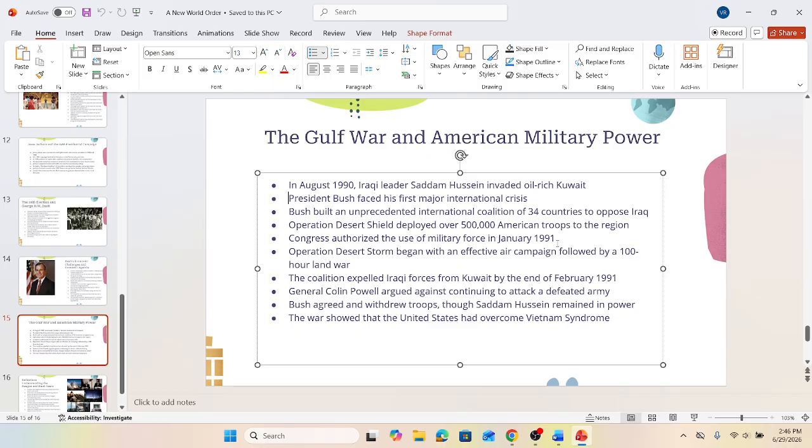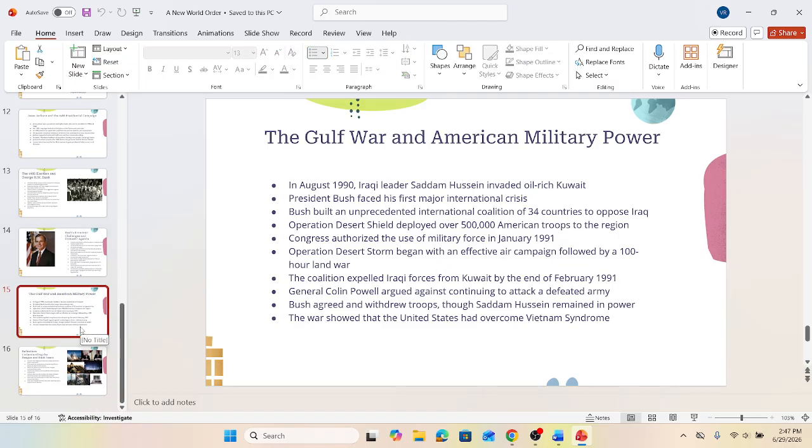Then Operation Desert Storm began with a campaign with the goal of getting the Iraqi forces out of Kuwait. The general at the time argued against continuing to attack a defeated army after the initial wave, so the president agreed and withdrew troops, even though Saddam Hussein remained in power. This war showed that the United States had overcome what was referred to as the Vietnam syndrome, kind of staying involved longer than necessary. So he intervened and then he pulled back, which was generally approved upon.